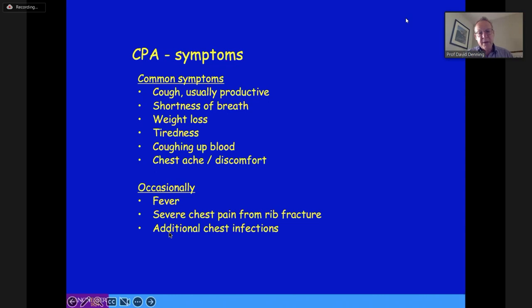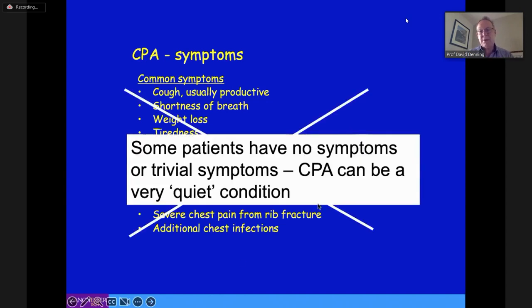You sometimes get fever. Sometimes the coughing is so severe you get rib fractures, so chest pain, and they certainly do get bacterial infections as well. So there's often some coexistent bronchiectasis and distortion of the pulmonary architecture. So bacteria are often grown and need to be treated in many of these patients. And some patients have very few symptoms. CPA is a very quiet condition. It's completely unlike pneumococcal pneumonia. And many of the patients have very few symptoms, and it trundles along slowly, gradually getting worse over many months and years. And that's why some of the patients present quite late.